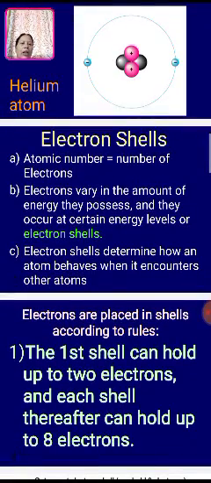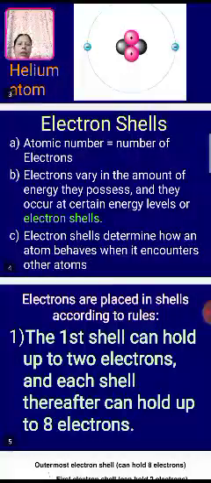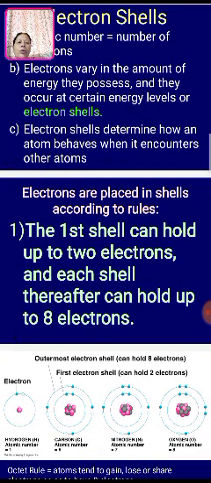Electron shells: atomic number is equal to the number of electrons or the number of protons present. Electrons vary in the amount of energy they possess, and they occur at certain energy levels or electron shells. The outermost coverings of an atom's nucleus are nothing but the electronic shells. Electron shells determine how an atom behaves when it encounters other atoms. So the outermost electron can be shared for the formation of the bond.